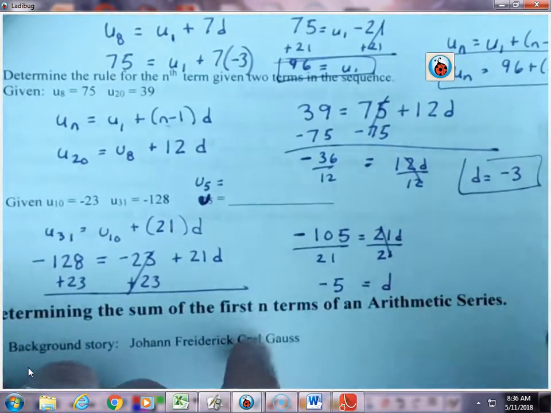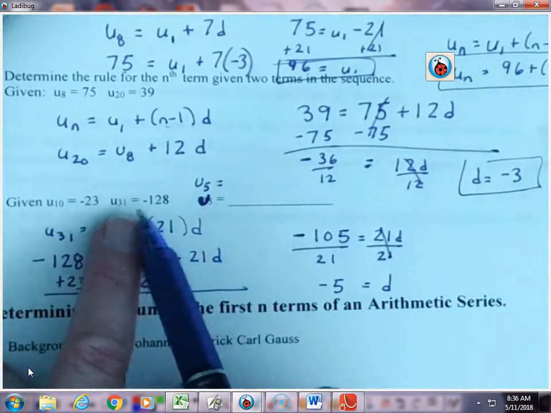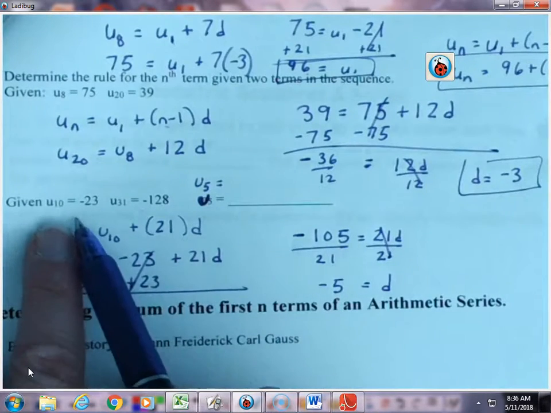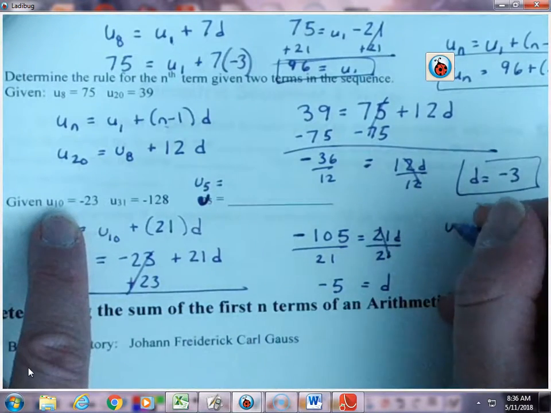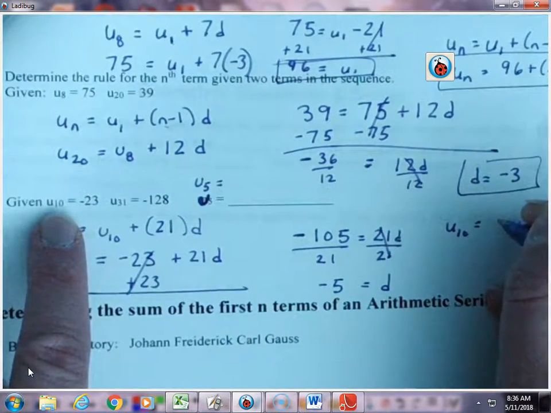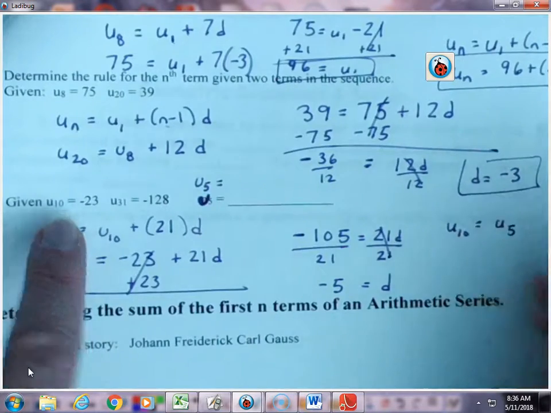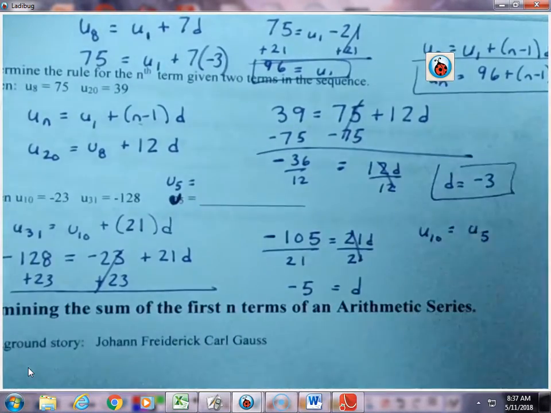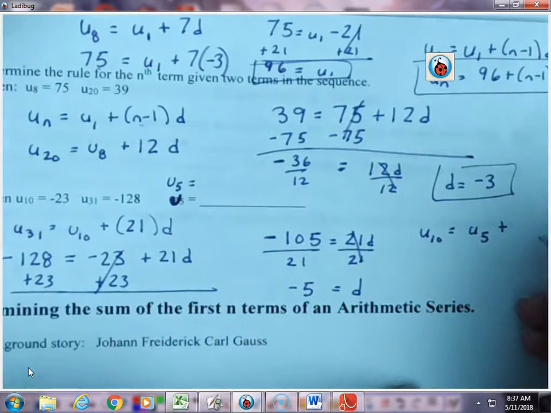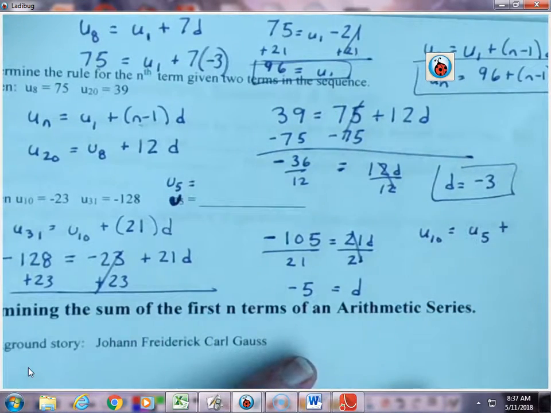Okay, so they want the fifth term. You could go between any two terms that you want, but I usually pick the one that's closer to the one I'm getting to because I figure it'll probably keep my numbers smaller. So I'm going to go between the 10th term and the 5th term. Now, if you want, you can do it just like the last one where you figure out U sub 1, figure out a formula, and then find the 5th term. But I'm just going to go between the 10th and the 5th. How many D's would there be between the 10th and the 5th?